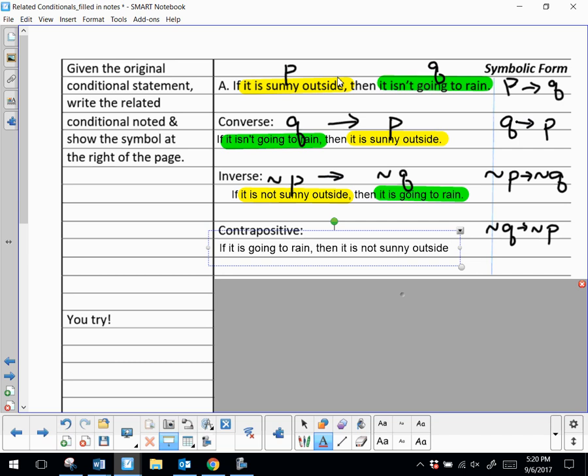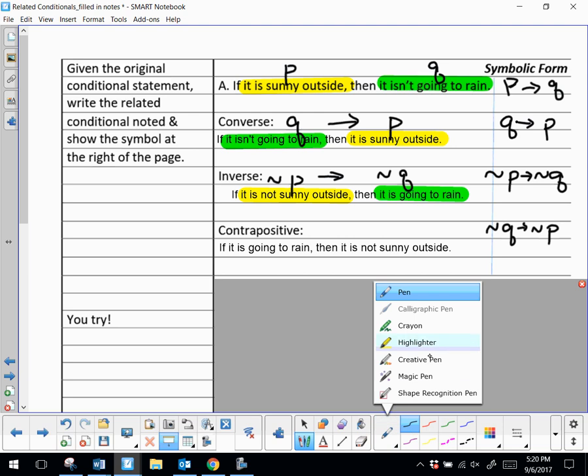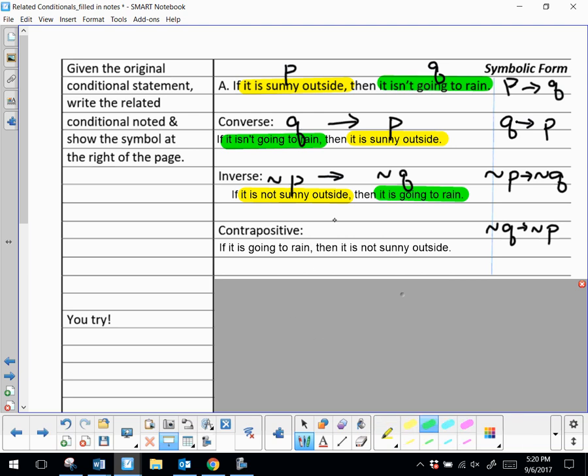Remember, the contrapositive is the largest word. We're going to do everything to it: negate both and change the order. So again, the general thought process for P had to do with the fact that it's sunny outside. So where the P was, there's generally where the Q is. If we're showing it in symbol form, I'm going to put it underneath: not Q implies not P.